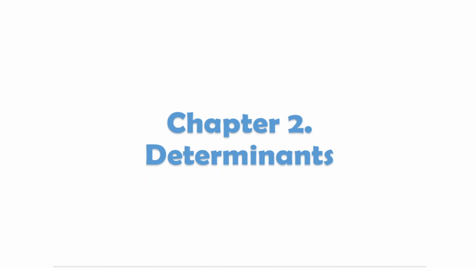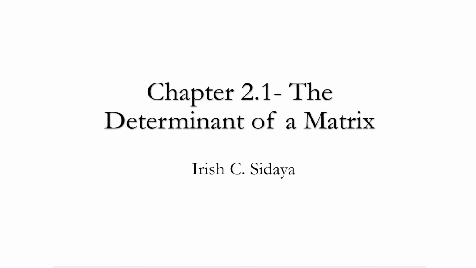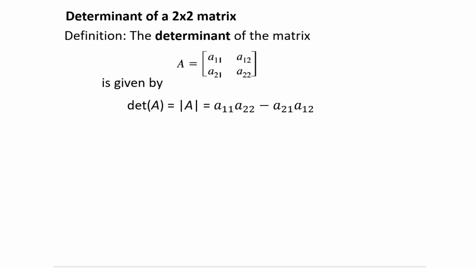We are now on chapter 2, wherein we will discuss the determinants. Let us know the basic concepts of the determinant of a matrix. For a 2 by 2 matrix, the determinant is defined as, given this 2 by 2 matrix, its determinant is the product of the entries A11 and A22 minus the product of the entries A sub 21 times A sub 12. Or simply, the determinant is the difference of the products of the two diagonals.